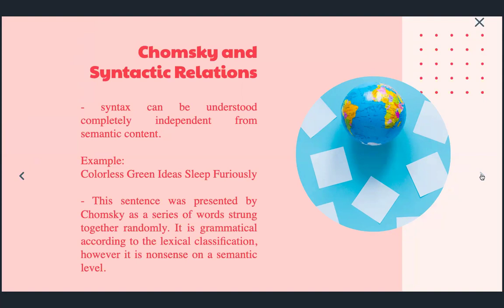This sentence was first presented by Chomsky as a series of words strung together randomly. It is grammatical according to the lexical classification. However, it's nonsense on the semantic level. However, close analysis shows that the sentence can actually make sense, and readers will try to make sense of it if it's necessary. One could interpret that green ideas are new ideas, for example, and that they eventually become colorless, not so fresh anymore.